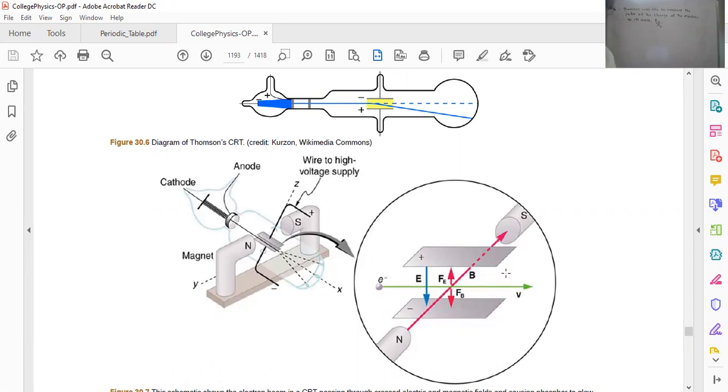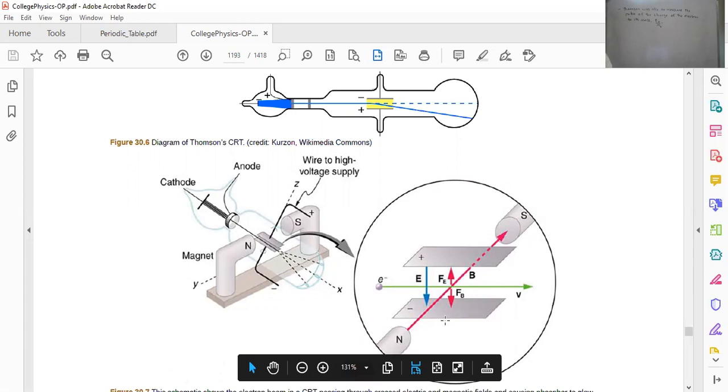Inside of it, he has essentially large parallel plates. The top plate is negative charge, the bottom plate is positive. You pass the electrons through these plates. Now on the side, as you can see here, there is a magnet. Here's a north pole face on the bottom and the south pole face here, through the side.